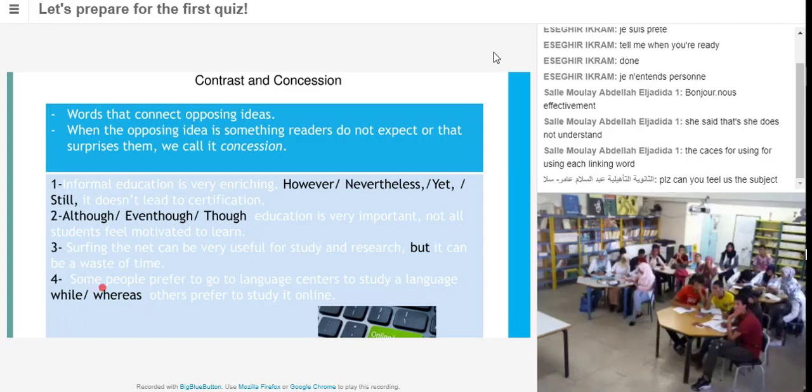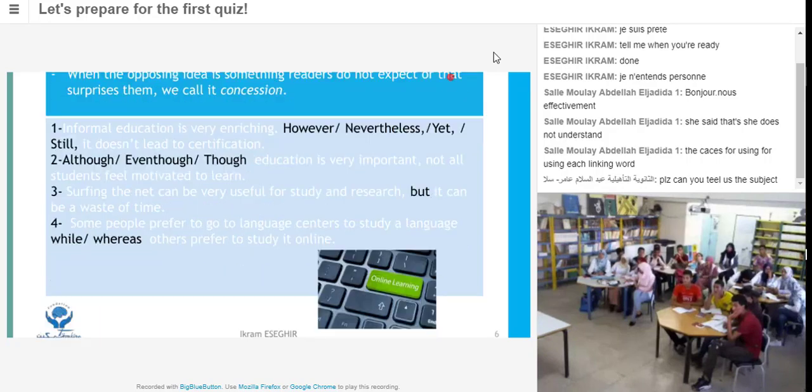So you can have: some people prefer to go to language centers to study a language, while others, or whereas others, prefer to study it online. It means you have two types of preferences. Some people, when they want to learn a language, want to go and be present at a language center to study the language. But you have another group which prefers to study languages online. It means using the internet.